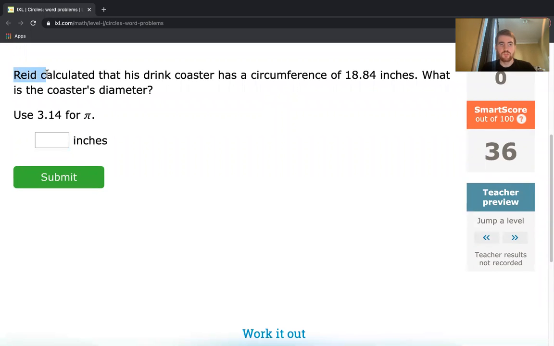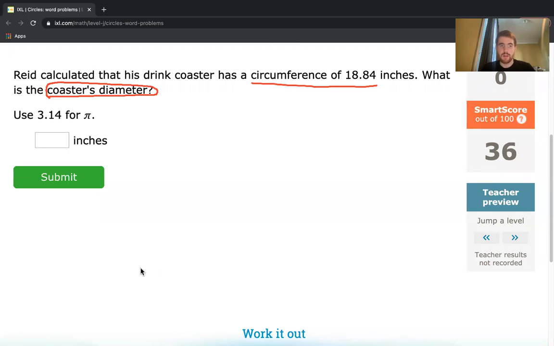New problem. Reed calculated that his drink coaster has a circumference of 18.84 inches. What is the coaster's diameter? All right, similar kind of problem. Let's read it again. Reed calculated that his drink coaster has a circumference of 18.84 inches. 18.84, that seems important. What is the coaster's diameter? This is what we're trying to figure out.